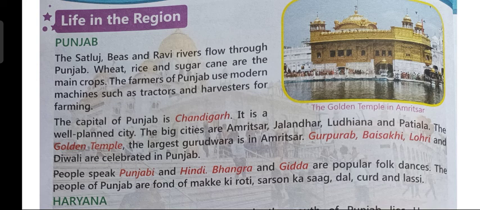The capital of Punjab is Chandigarh. It is a well planned city. Big cities are Amritsar, Jalandhar, Ludhiana, and Patiala. The Golden Temple, the largest Gurudwara, is in Amritsar. Guru Parab, Baisakhi, Lohri, and Diwali are celebrated in Punjab.